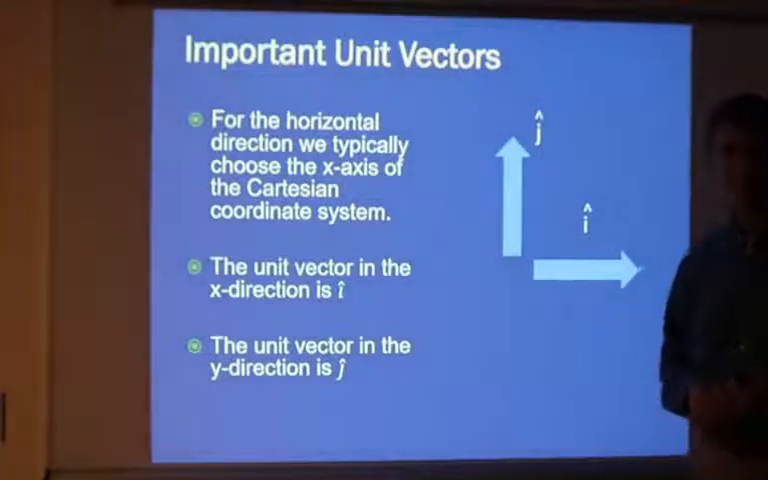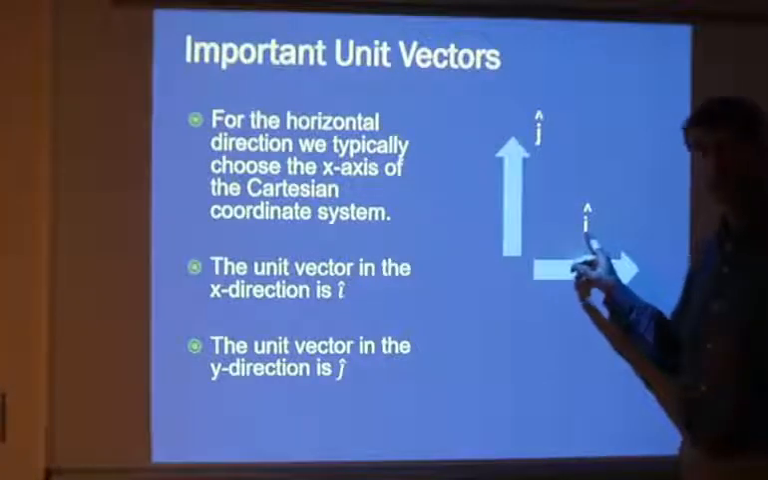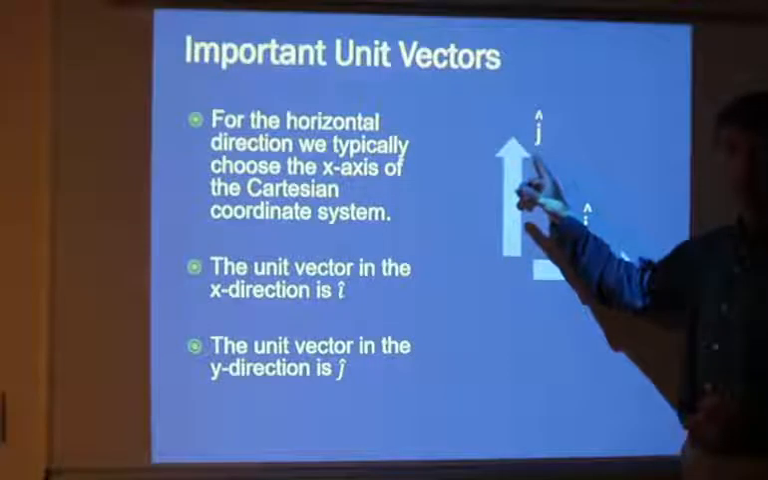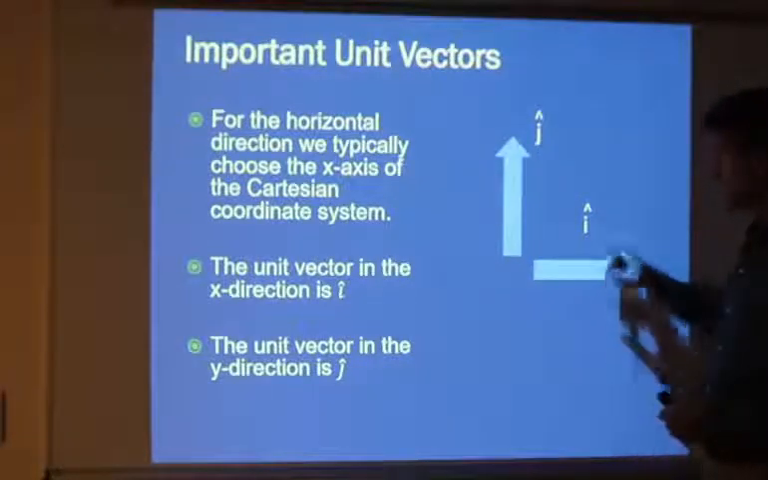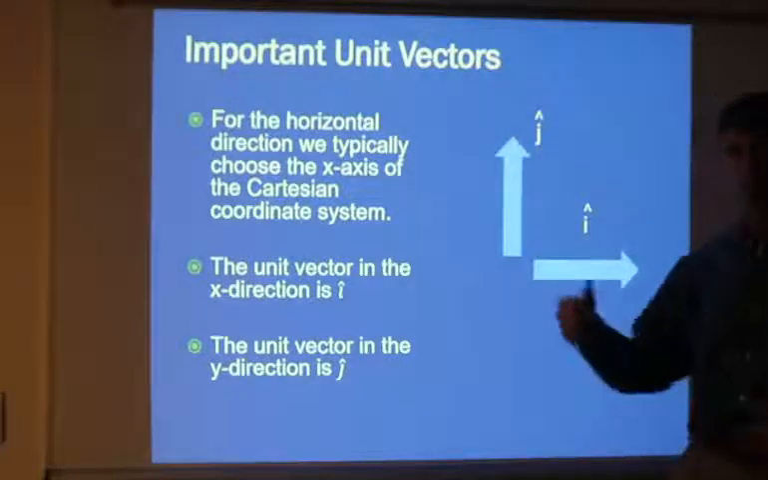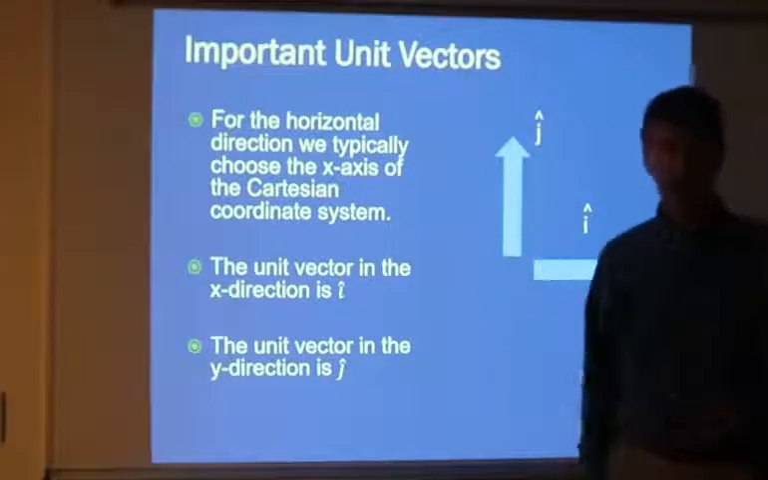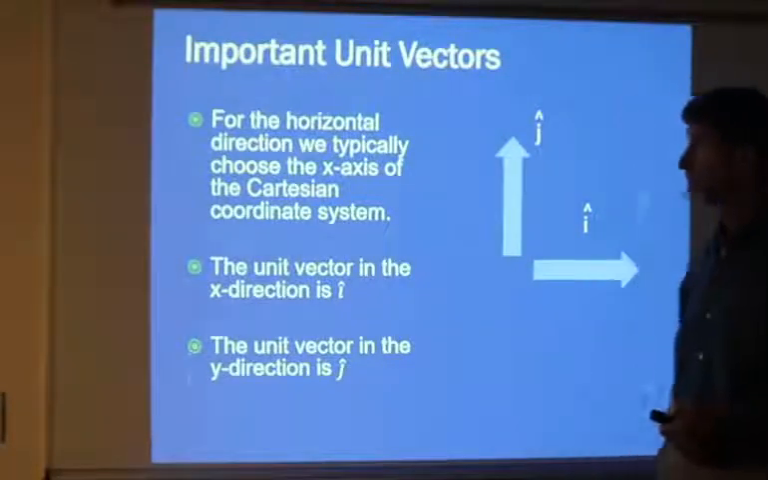I never understood why they didn't use X, Y, and Z. But the symbol I goes to the X direction, the symbol J goes to the Y direction, the symbol K goes to the Z direction. So when you see I hat, that simply means it's a unit vector pointing in the X direction. J hat indicates a unit vector pointing in the Y direction.